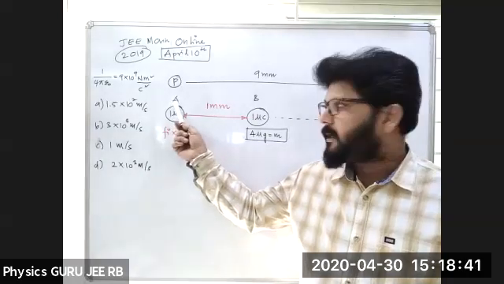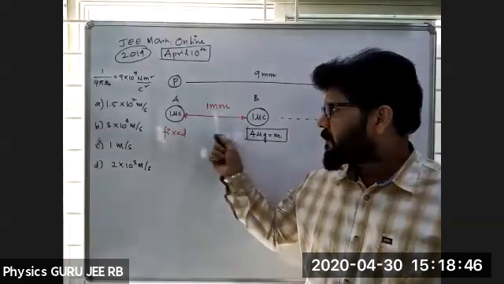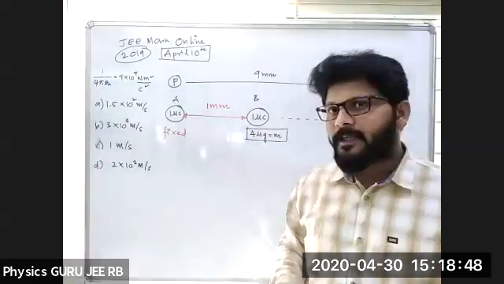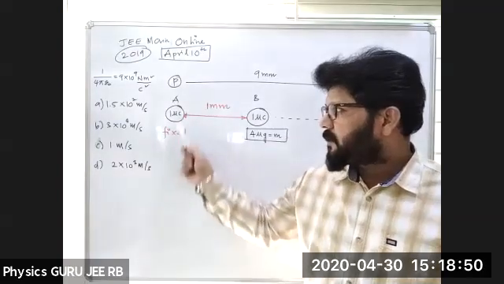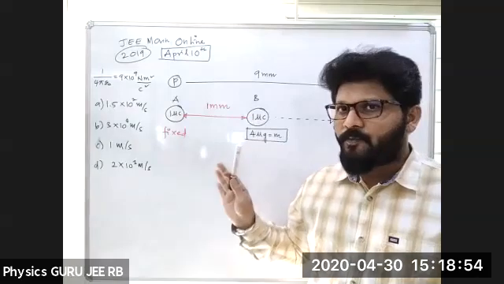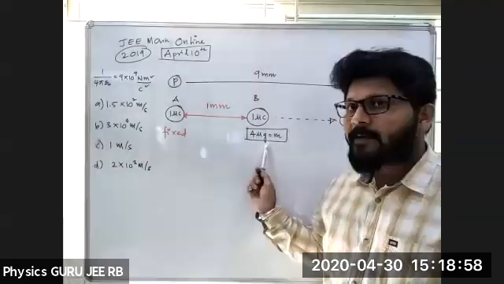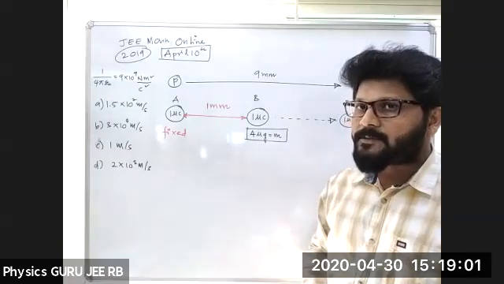According to the problem, A is the first charge, B is the second charge. They're separated by a distance of 1 millimeter initially. So the first one is fixed and the second one is free to move, right? And its mass is given as 4 micrograms.